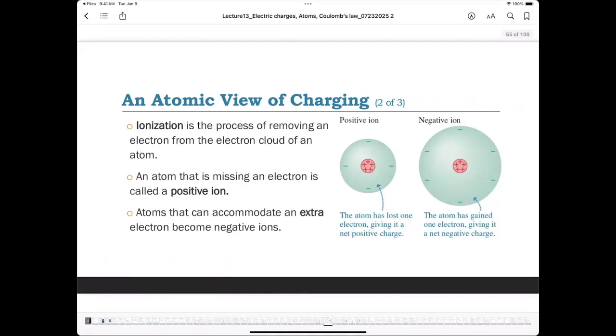Because the atom has lost one electron, it has a net positive charge. Atoms that can accommodate an extra electron become negative ions, like the atom has gained one extra electron, giving it a negative charge. Does that make sense to you? Okay.